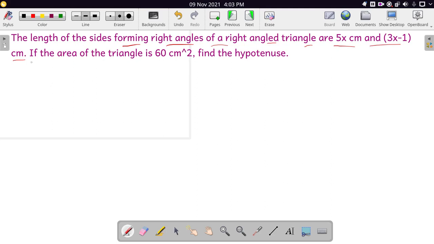The variable is x, and we have been given the two sides, the perpendicular and the base of a right angle triangle. The length of the perpendicular, let us assume it to be 5x, and the length of the base is 3x minus 1 centimeter. It is given that if the area of the triangle is this, find the hypotenuse. So it's not so difficult, it's easy. Let us just draw the diagram for our own benefit.